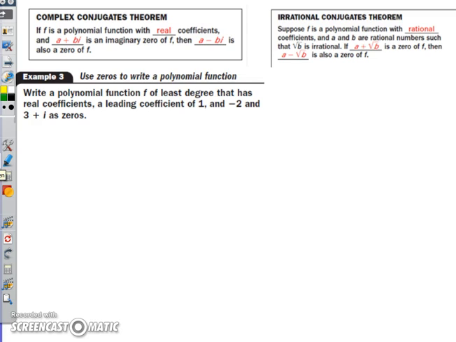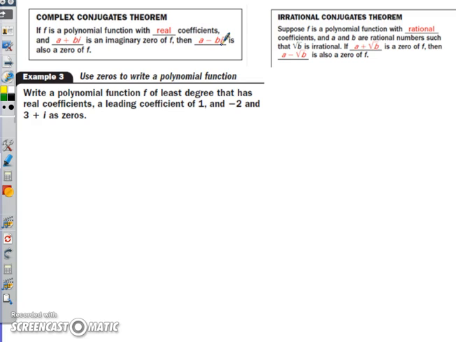Okay, so we've been finding zeros from an equation or a function. Now they're going to give you the zeros, and you have to find the function. So we're doing the exact opposite. We're going to be multiplying. And what you need to know is if you are given a plus bi as a solution, you also have a minus bi. They come as a set. They're pairs. They can't have one without the other.